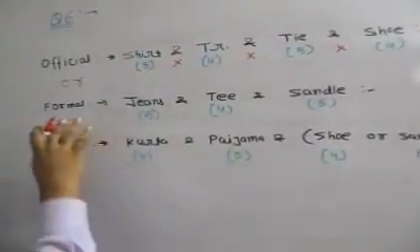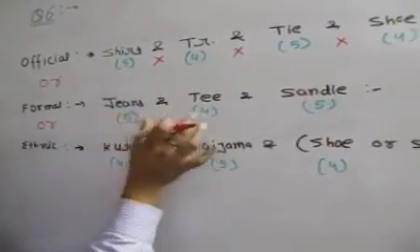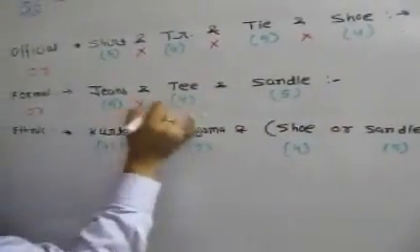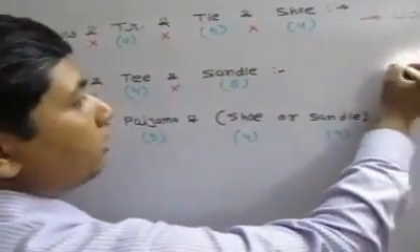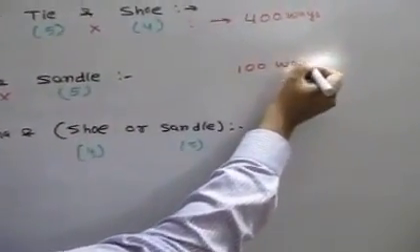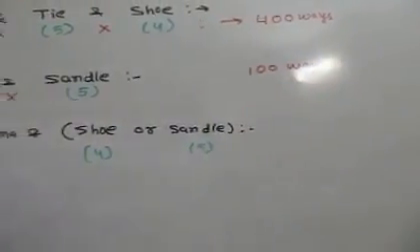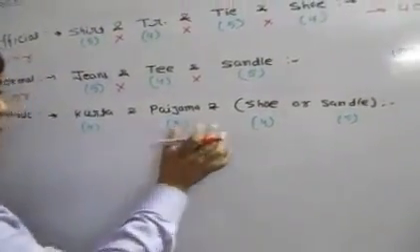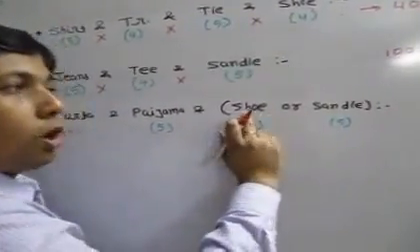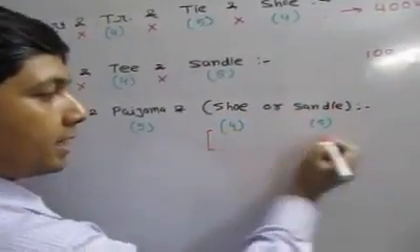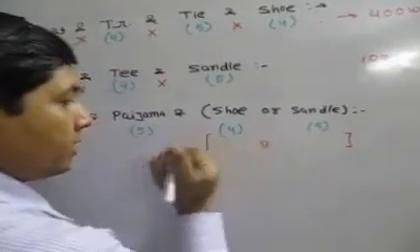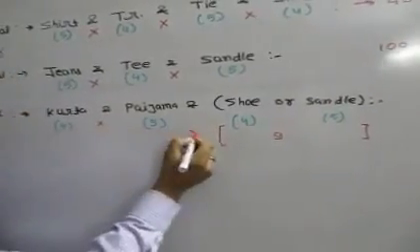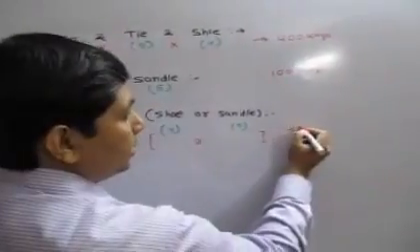Now if he wishes to wear formal dress, then he has to take jeans and tee and sandal. That means 5 into 4 into 5, total 100 ways. So formal dress he can select in 100 ways. If he wishes to wear ethnic, then he has to wear kurta and pajama and shoe or sandal. Shoe or sandal means either he will take shoe or he will take sandal, so the total number of ways for this is 4 plus 5, 9 ways. Now he has to take kurta and pajama and this one, that means 4 into 5 into 9, that is 180 ways.